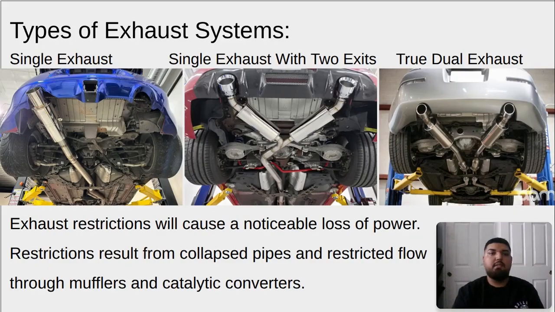Types of exhaust systems. Single exhaust with two exits, true dual exhaust. Exhaust restrictions will cause a noticeable loss of power. Restrictions result from collapsed pipes and restricted flow through mufflers and catalytic converters.